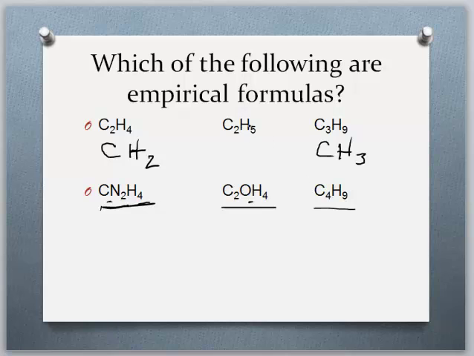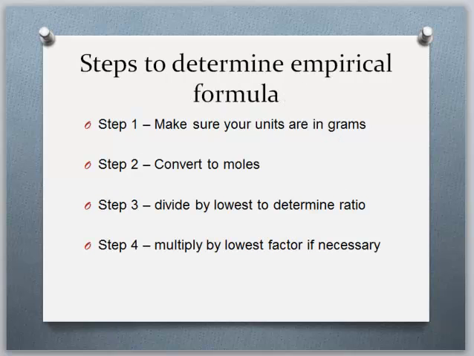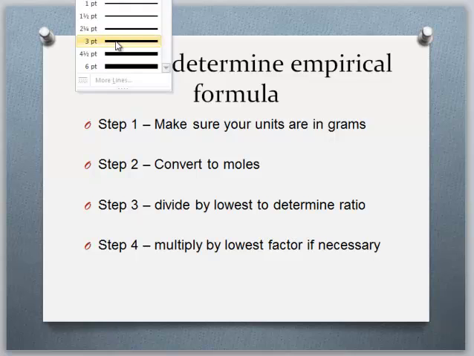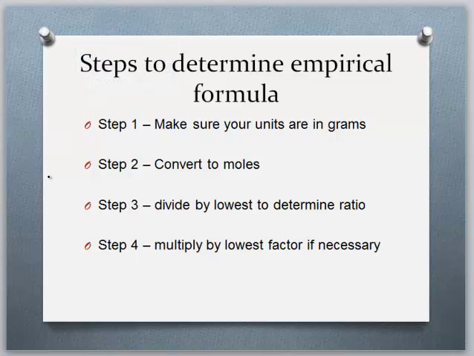Alright, so now that we understand that the empirical formula is the lowest whole number ratio, what we want to do is go through the steps of determining how to solve for an empirical formula. And it really is a basic 4-step process. First of all, you want to make sure all of your units are in grams, unless, of course, you are instructed otherwise. Once we're in grams, we're going to convert to moles, and we're going to do that by using the molar mass on the periodic table.